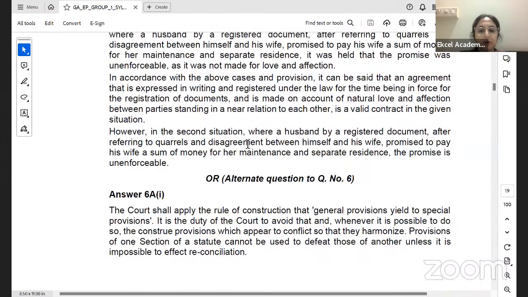So in accordance with the above case and provision, it can be said that an agreement which is expressed in writing and registered under the law for the time being in force for registration, and is made out of natural love and affection, is valid. However, in the second situation, due to the quarrel and separate residence and all those things, it is not valid. It is unenforceable.